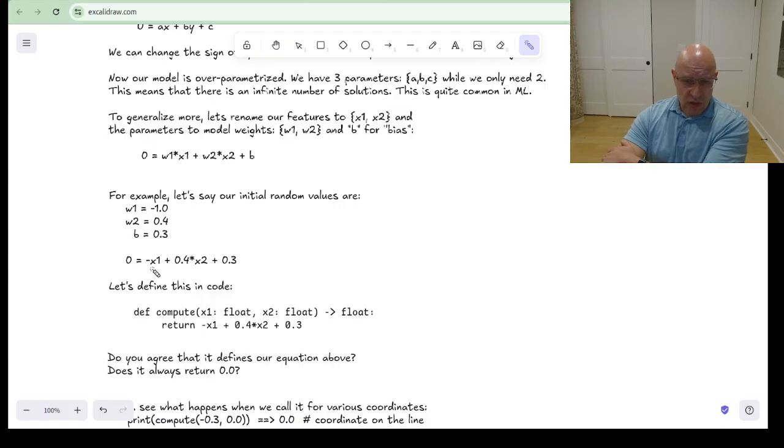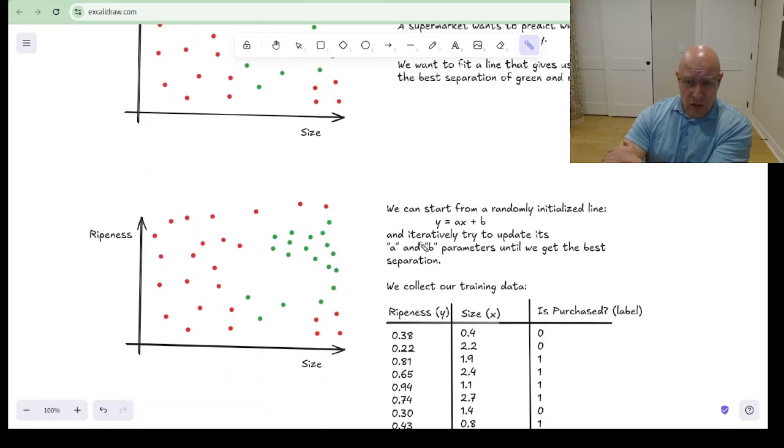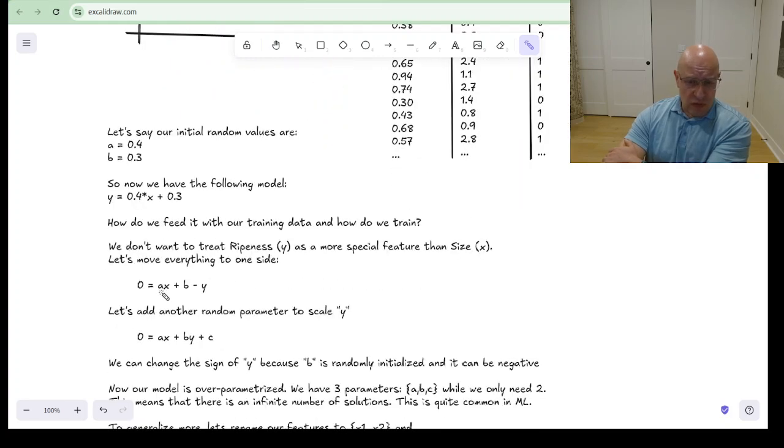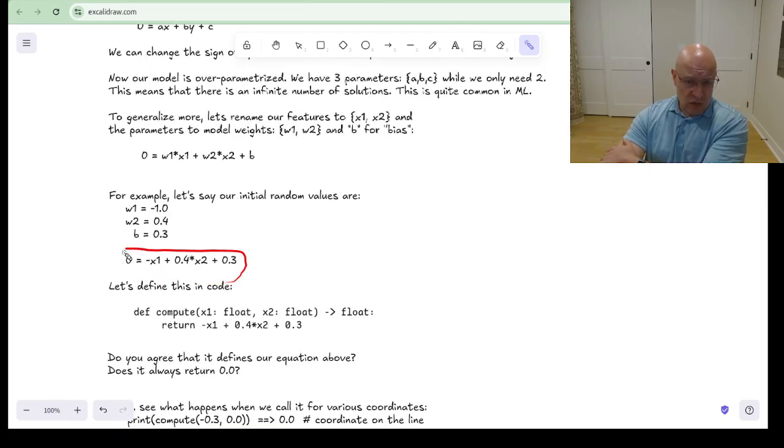This is because we selected -1 as a random initialized value. So this and this should be exactly the same. However, it's not quite the same, because here we say it all equals 0, right? We see this equals 0. Why does it equal 0? Because initially we had the line equation, right? y equals ax plus b, and we just renamed a few things, and then we moved the y to the right side, and then we changed this sign, and we added the b parameter. But overall, we are saying that this should be equal to 0, right?